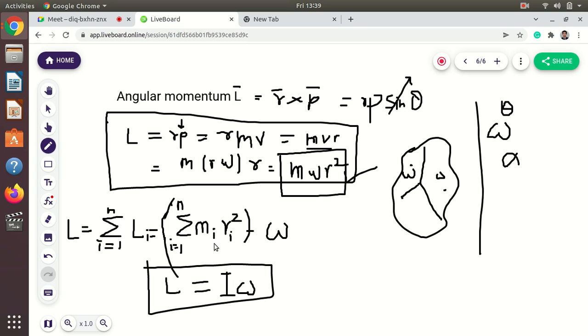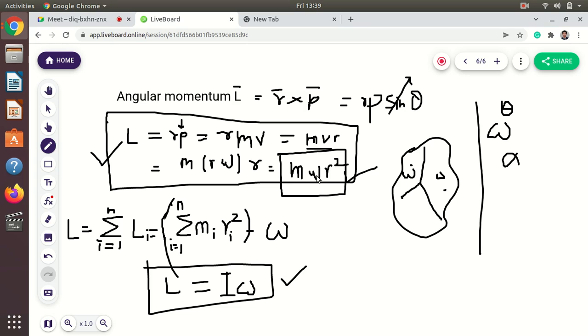If a single particle is there, then angular momentum is equal to m omega r square. You can use this definition. If there is a system of particles, then what we will do? We find the moment of inertia of that system of particles or of that body, and then we multiply that with the angular speed. So this is our angular momentum of a system of particles. This is angular momentum of a single particle.